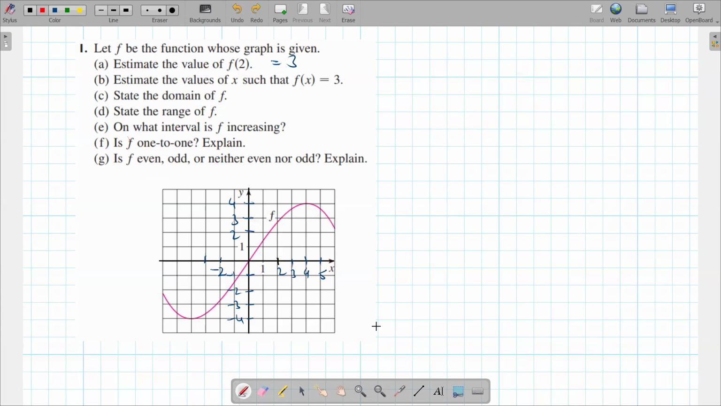Okay, C, state the domain of f. So let's say it stops here. I think it's going to be all real numbers. It looks like a sine function. But let's say it stops right there. 2, 3, 4, 5, 6. Negative 6 to 6. So the domain is going to be negative 6 to 6, right? Similarly, the range is going to be from negative 4 to 4. It's just the possible y values your function can take. Alrighty. Part D, on what interval is f increasing?